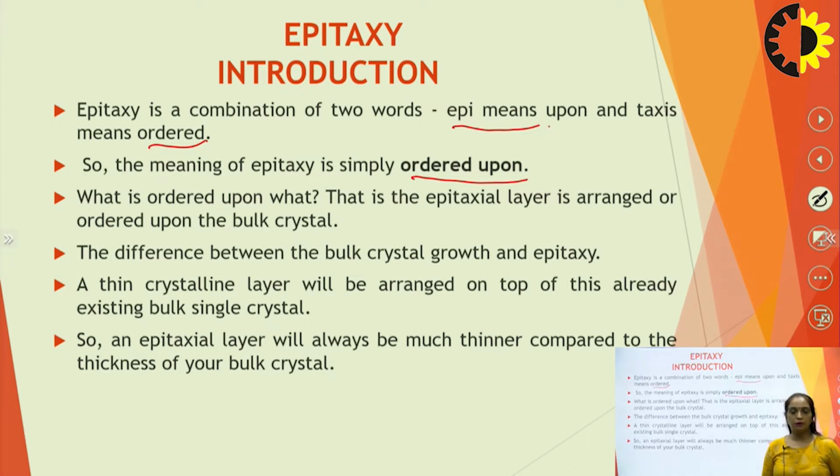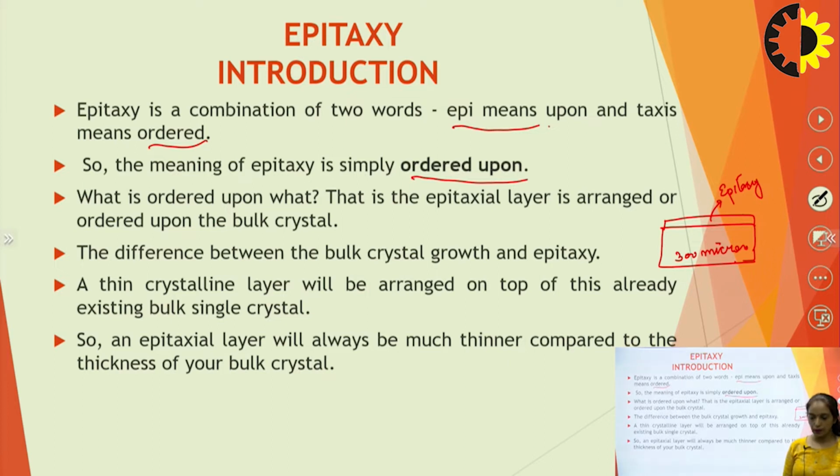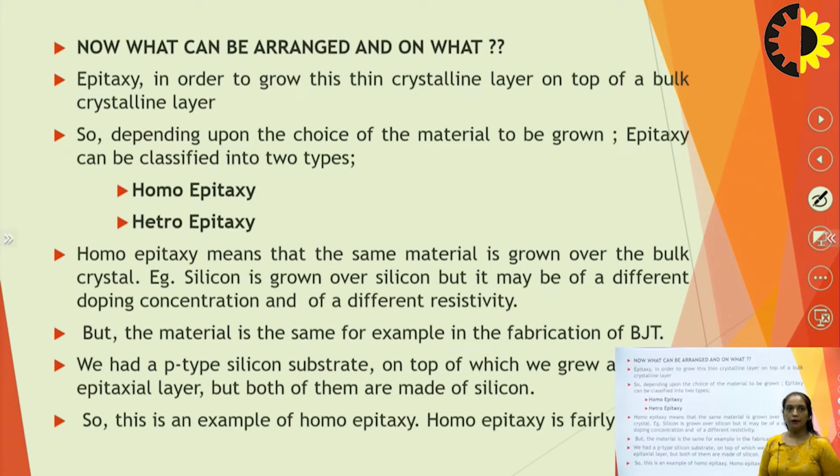with a minimum thickness. The difference between the bulk crystal growth and the epitaxial layer is that, suppose we have this wafer, which has a thickness of 300 microns, and above that we have to grow the epitaxial layer, which has a thickness very much less as compared to the bulk crystal. Epitaxy is used in order to grow this thin crystalline layer on the bulk crystalline wafer.